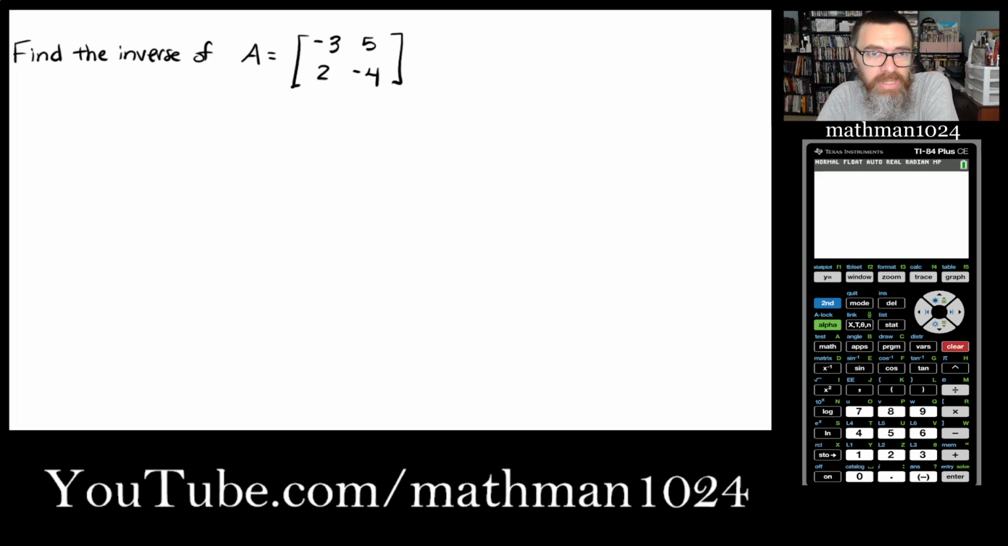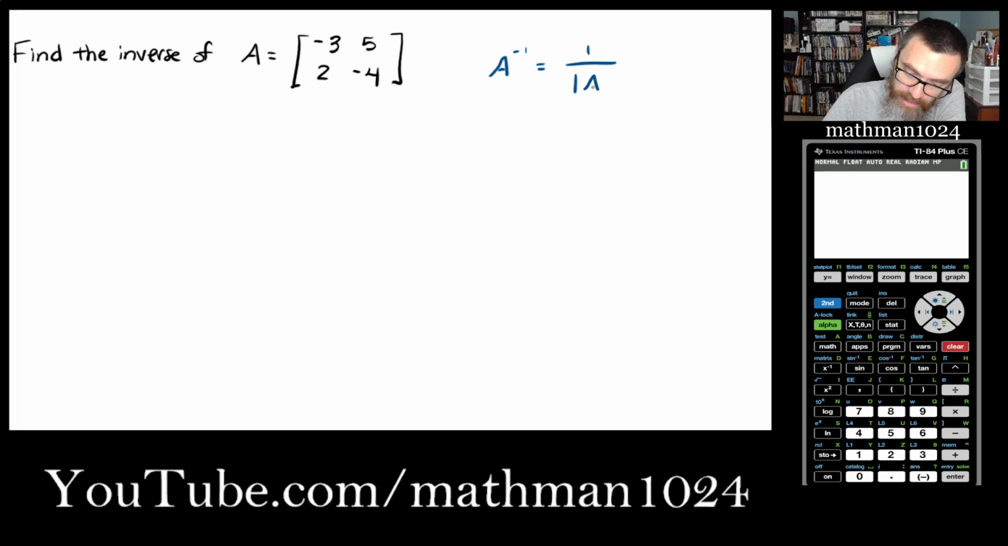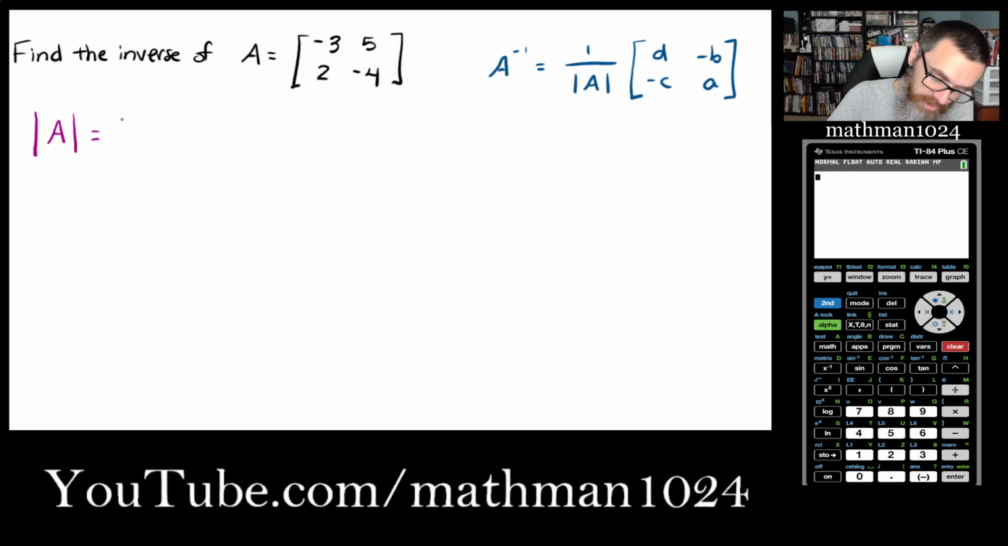All right, so let's find the inverse of this matrix. Now, again, we can do it the long way, but we just talked about how we can do it the short way. The short way being that the inverse would be 1 over the determinant of A times the matrix where we swap the first and the last entries and we change the signs of those guys. So first, let's identify what is the determinant of A. So what is the determinant of -3, 5, 2, and -4?